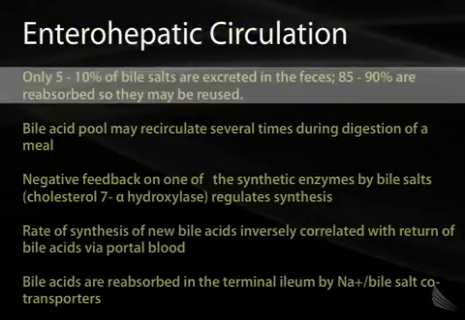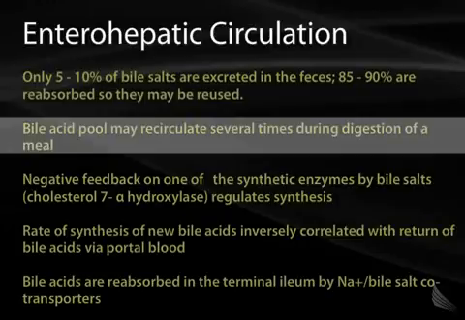It's important to remember that only 5 to 10% of bile salts are excreted in the feces. Therefore, up to 90% are resorbed so that they may be reused. And the bile acid pool may recirculate several times during the digestion of a meal. Clinically, this is relevant in scenarios where enterohepatic circulation cannot take place, such as in Crohn's disease, where there's terminal ileal disease.